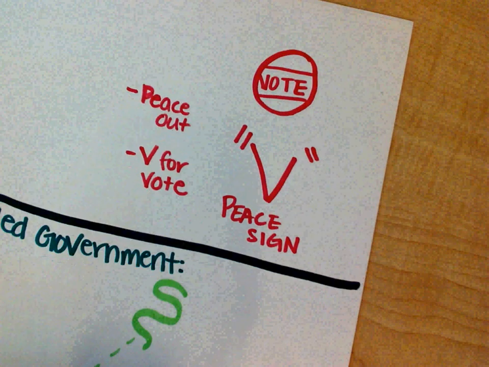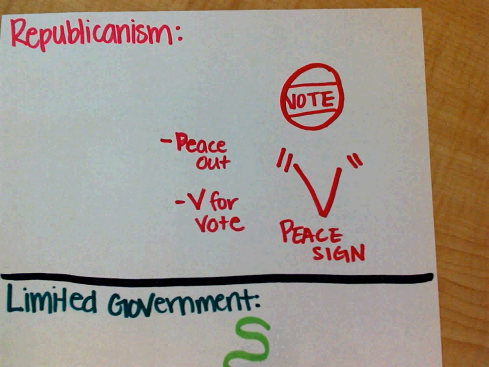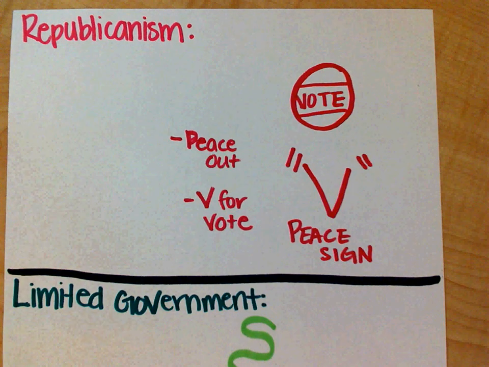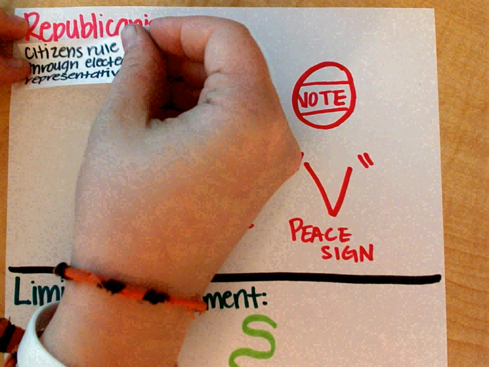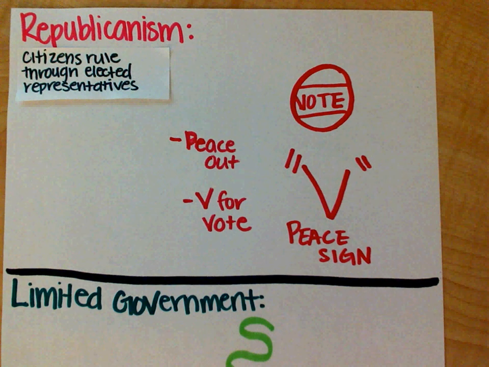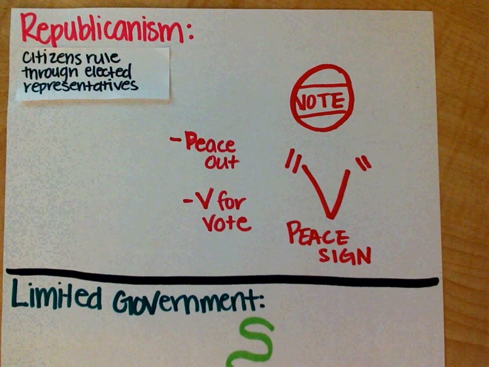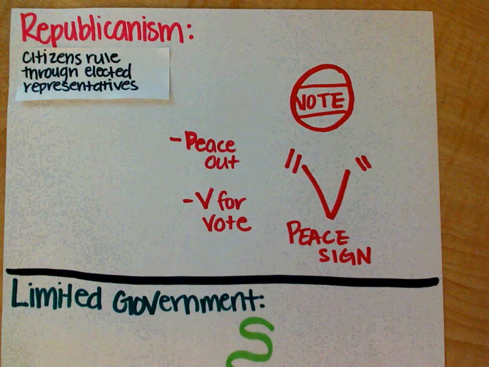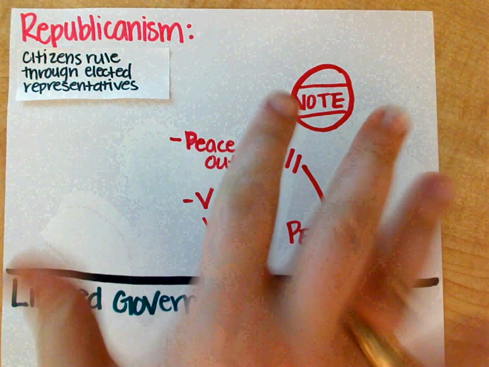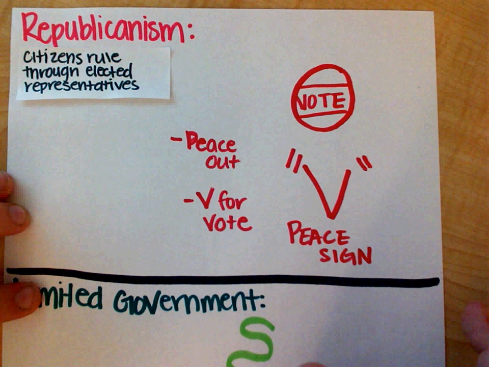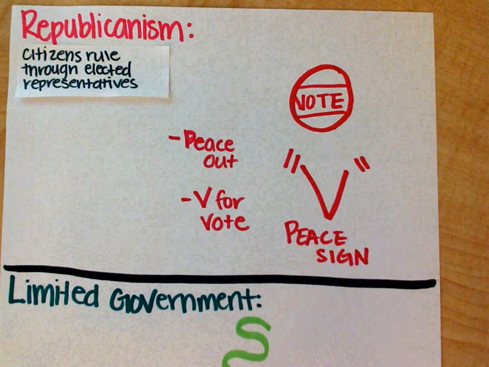Now next, we have republicanism. Okay, so you might want to draw what I draw, write what I write, whatever. Republicanism has to do with citizens ruling through elected representatives. Citizens rule through elected representatives, meaning we don't have a billion people in Congress. However, we do have certain representatives that the people have chosen.